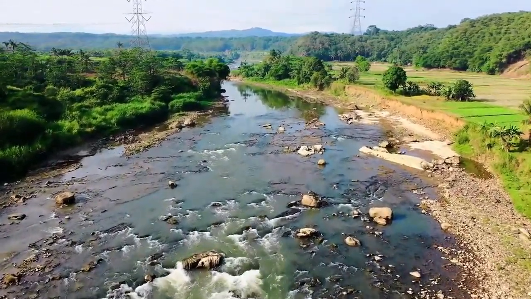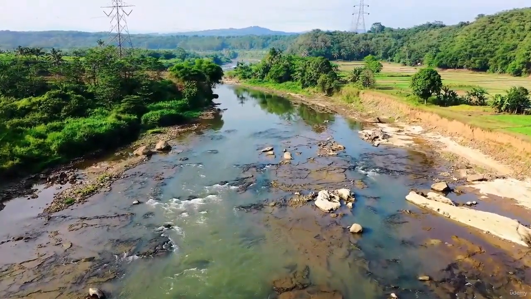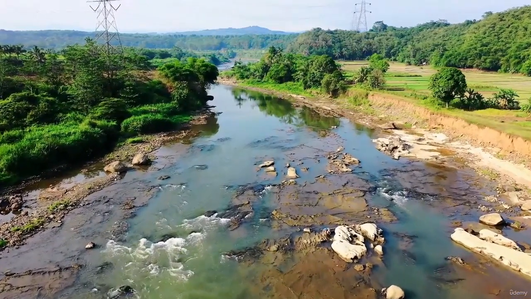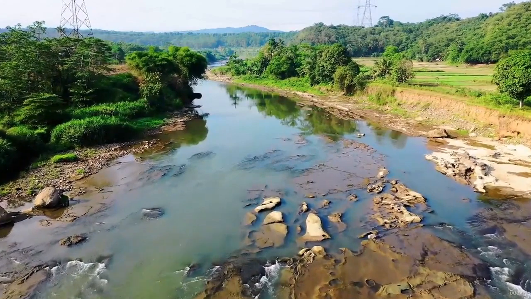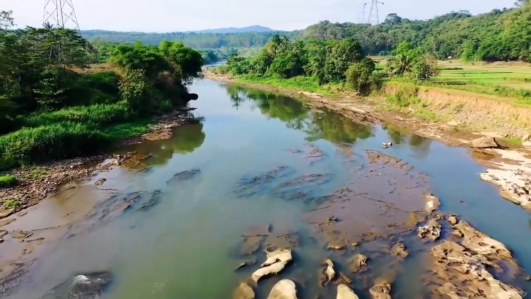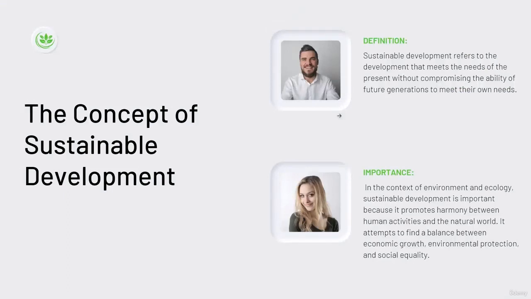In the context of environment and ecology, sustainable development is important. Why? Because it promotes harmony between human activities and the natural world. I gave you the example of groundwater and how it is being exploited at present. And in future, our future generations may not have drinking water. So we need to find a balance between the human activities and how the nature works. We need to give time to the nature to replenish itself. We need to find a balance between economic growth, environmental protection, and social equality.